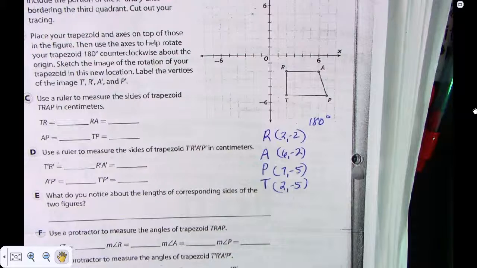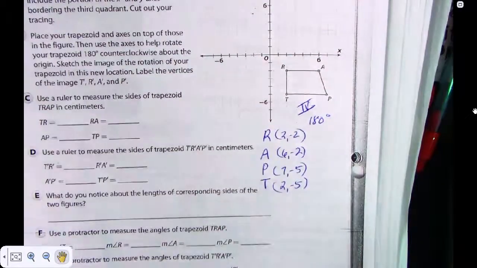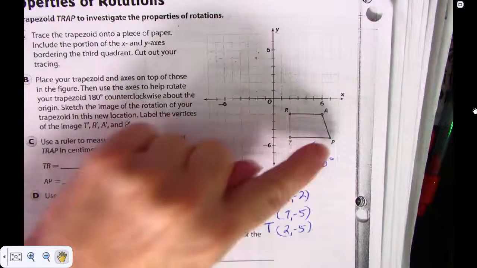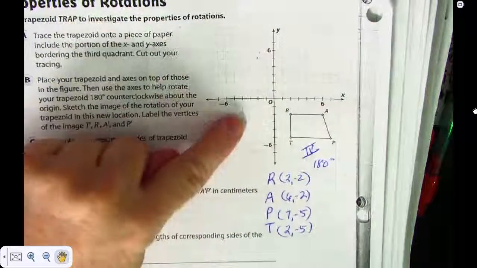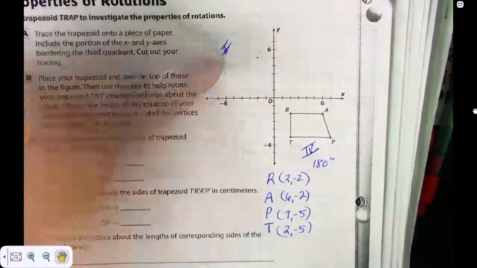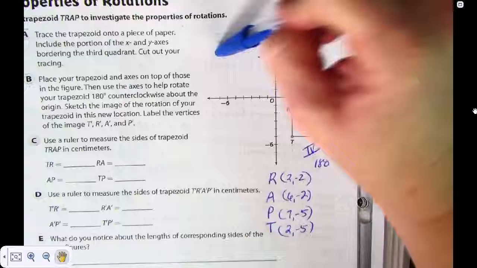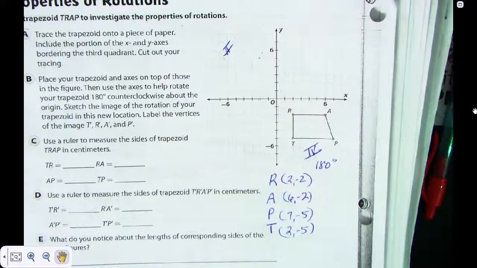Does it matter, guys, if it's counterclockwise or clockwise when you do a 180? No. Look, we're in quadrant 4. If I'm in quadrant 4 and I'm doing a 180, if I go clockwise, I'm going to go 90, 90, so I'd be in quadrant 2. If I go counterclockwise, I'm going to go 90, 90, and be in quadrant 2. So a 180-degree turn doesn't matter if you're doing clockwise or counterclockwise.